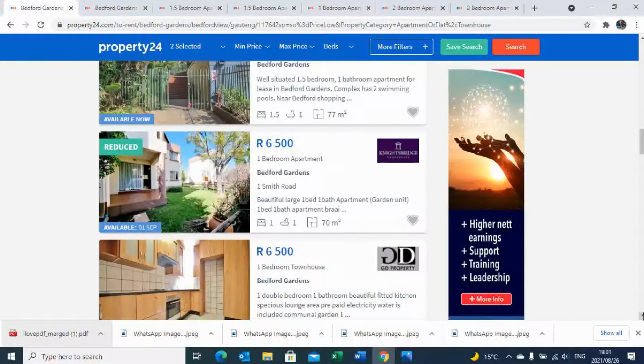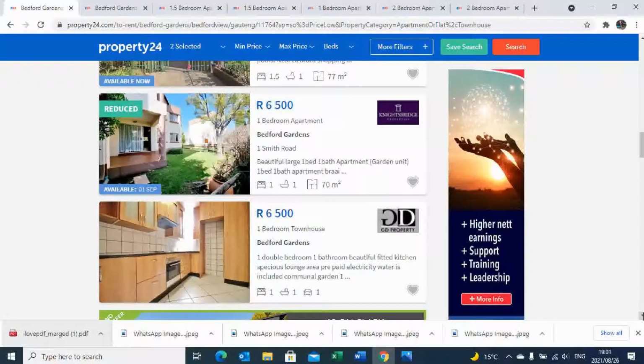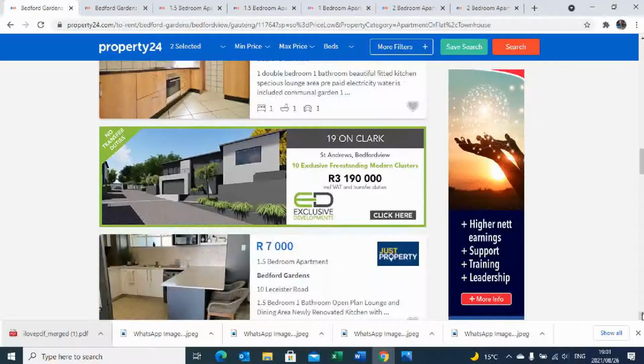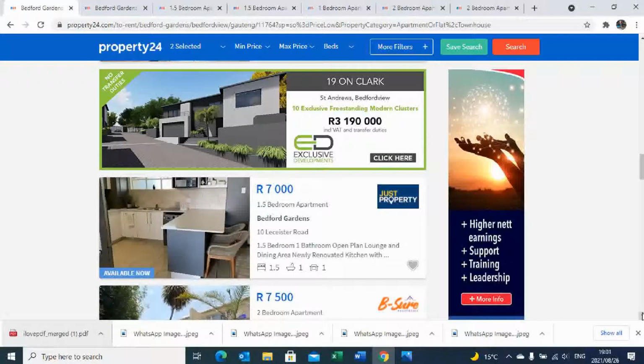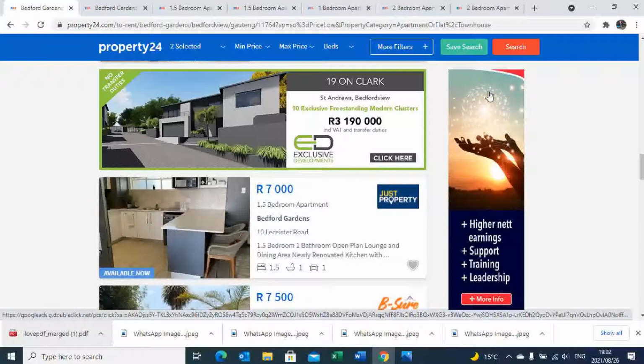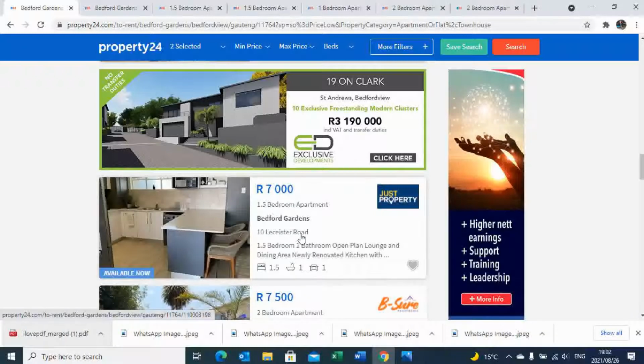Can we continue? What are we looking for? We're looking for a 1.5. It's not on Smith Street, so we keep on looking, to see whether we can spot things quite easily. There's number 10, Leicester Road. Is it Leicester Road? Let's see. I don't want to waste time with this.